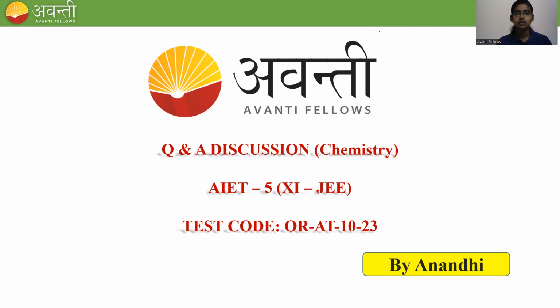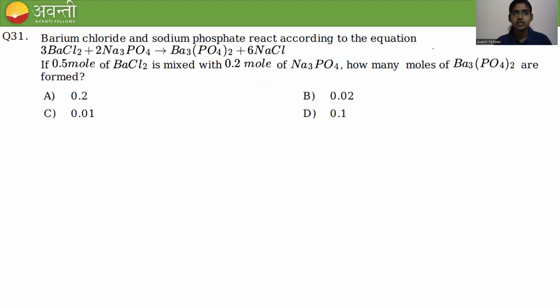Okay, so we are going to solve some important questions, and some of the questions which you feel are very difficult. So let's start with the first question. Here is the first question for you on the screen. Barium chloride and sodium phosphate react according to the equation. If 0.5 mole of barium chloride is mixed with 0.2 mole of sodium phosphate, how many moles of barium phosphate are formed? So it's very easy, right?